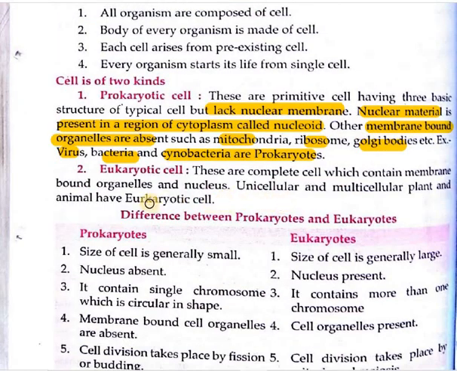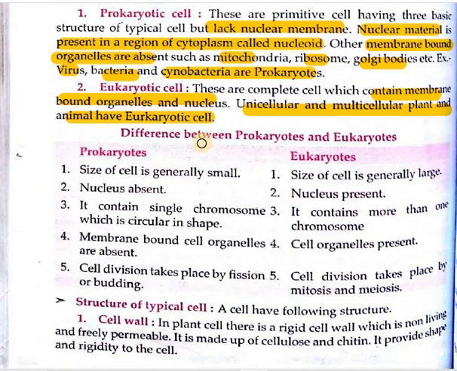Eukaryotic cells are complete cells which contain membrane-bound organelles and a nucleus. Unicellular and multicellular plants and animals have eukaryotic cells. What is the difference between prokaryotes and eukaryotes?